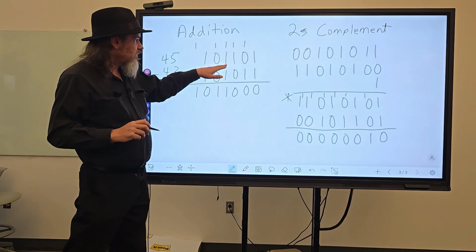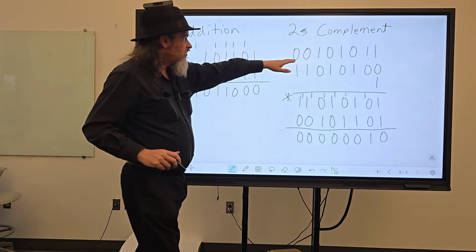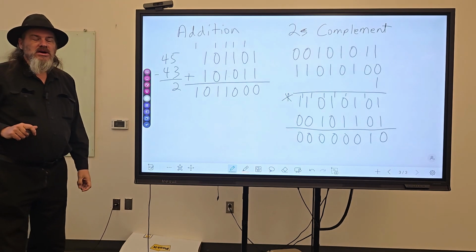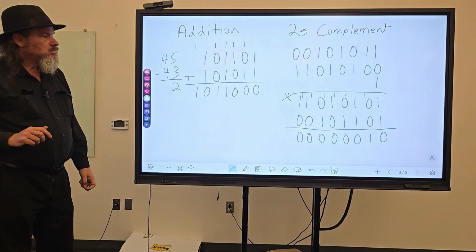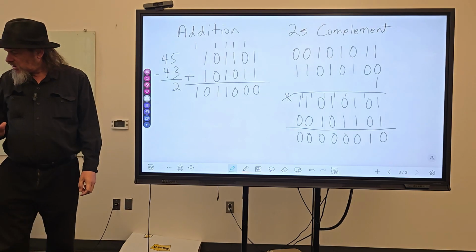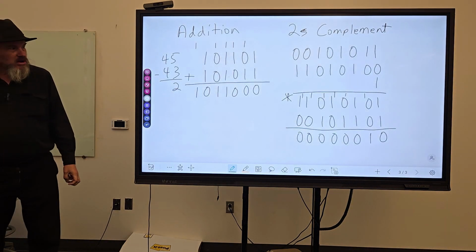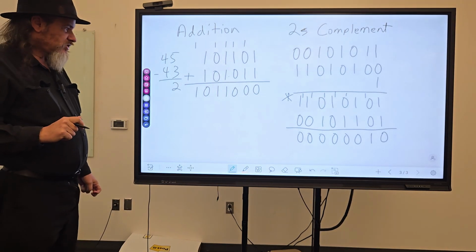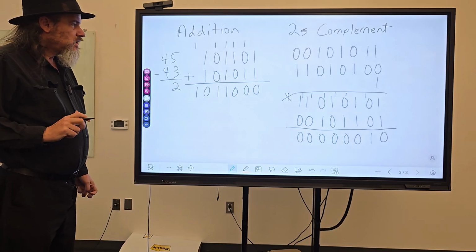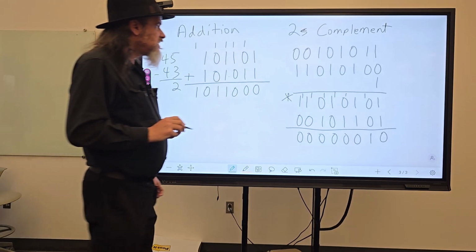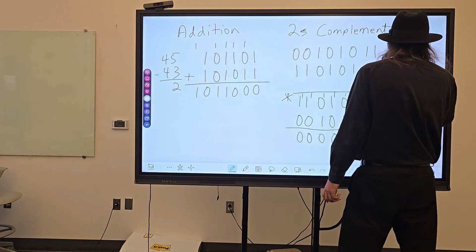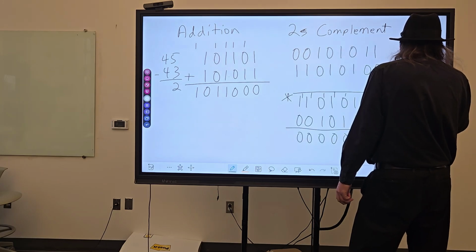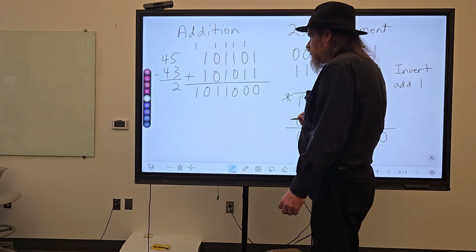So in this case, we had 6 digits. We added 2 to make it 8. So that's addition and subtraction. Just remember to invert and add 1 for the 2's complement.